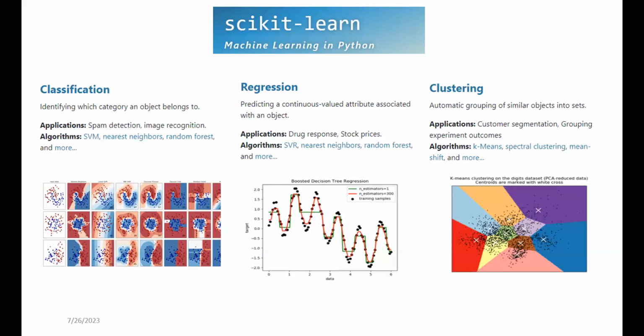And regression is also inbuilt there. Drug response and stock price prediction can be done using regression in the scikit-learn library. Again, SVR, nearest neighbor, and random forest are ready to use in this particular module. You only need to call them using the specific keyword. Then clustering can also be done in the scikit-learn library. Its possible applications are customer segmentation and grouping experiment outcomes. So k-means, spectral clustering, mean shift, these kinds of algorithms you can easily access in this particular module.